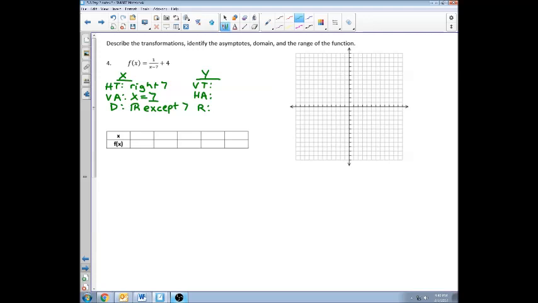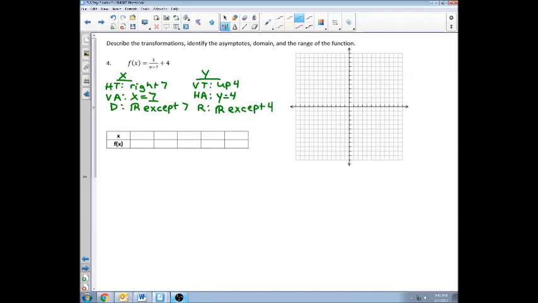Okay? Then I look at my vertical translation. It's the number on the outside. I do follow the sign with the number on the outside. So I have positive 4, which means my vertical translation is up 4. My horizontal asymptote, which started at y equals 0, is now y equals 4. And my range is all real except positive 4.